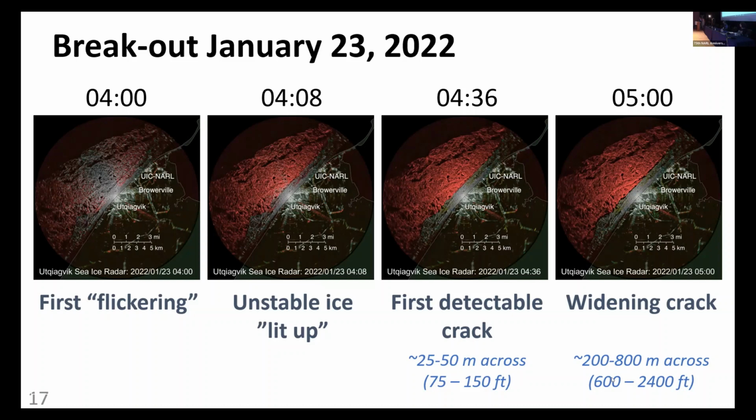I will admit I cherry-picked a good example here, one that was very clean and easy to interpret. It's not always easy to interpret. We sometimes see flickering that doesn't lead to a breakout. We sometimes see clouds going over that make flickering, and we need to work out a way to separate out those things, but I think we're getting close.